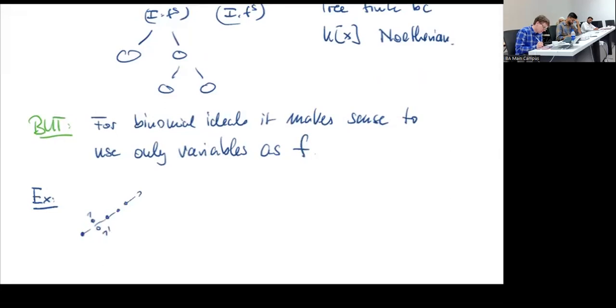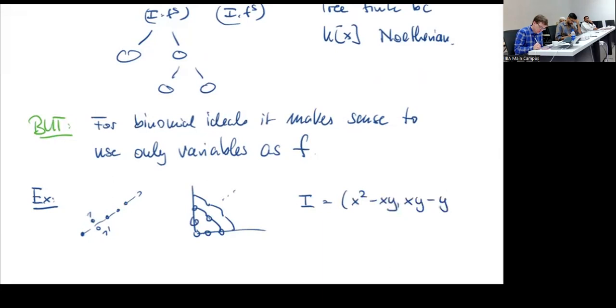1 and 1 prime. So the ideal for this monoid had two generators. This was approximately the picture. And the ideal was x squared minus xy and xy minus y squared.